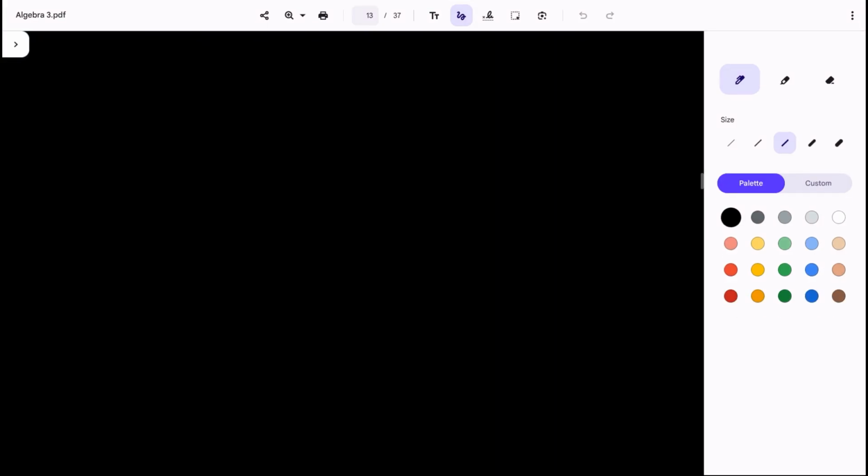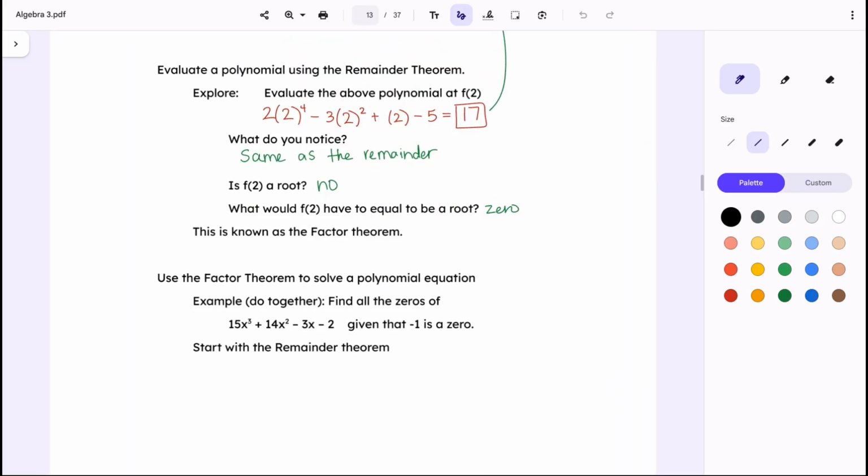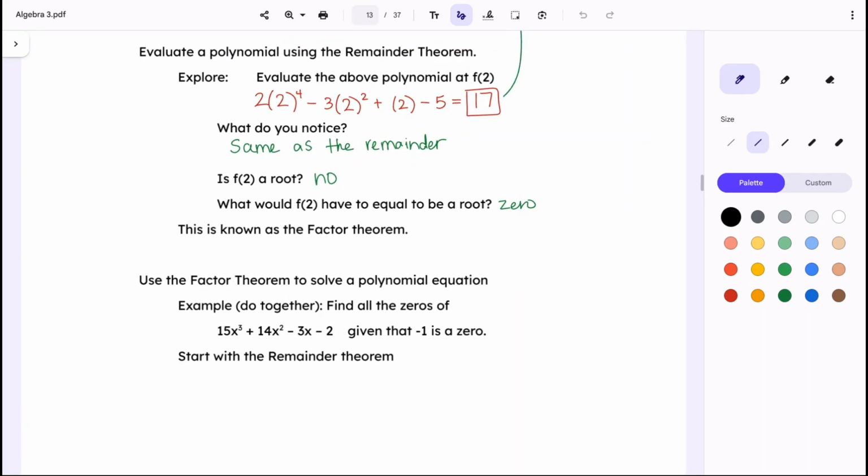So we should be right down here. We stopped here yesterday where we went over the remainder theorem, which remember just says if you evaluate a polynomial at a specific value and you get a remainder of 0, that means that it went in perfectly, and so it would be considered a factor.